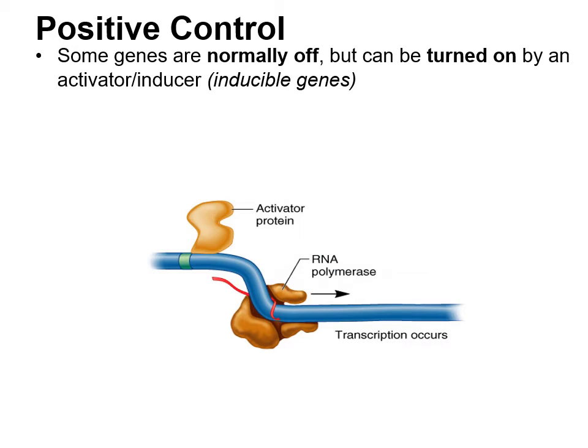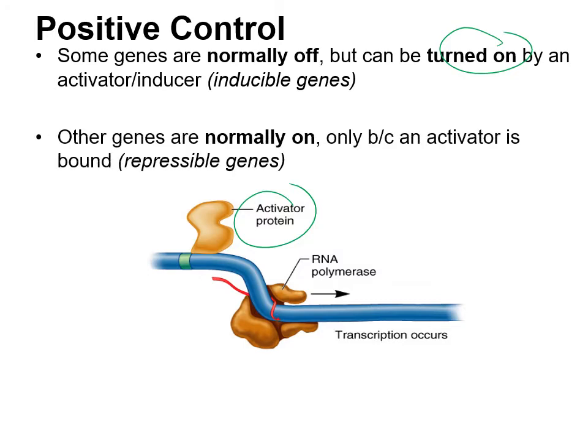Positive control would be the opposite of that. So you have some genes that are normally off, but they can be turned on. So we're not talking about repressors here. We're talking about activators. We have repressors and we have activators. So these are inducible genes. Other ones are normally on because the activator is there all the time. And so again, if you removed the activator, then they would be not on anymore.